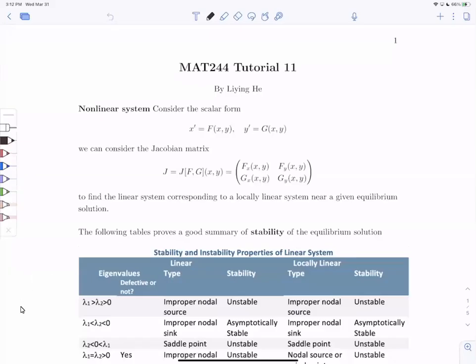Can you send the file? Oh, yeah. File. There we go.